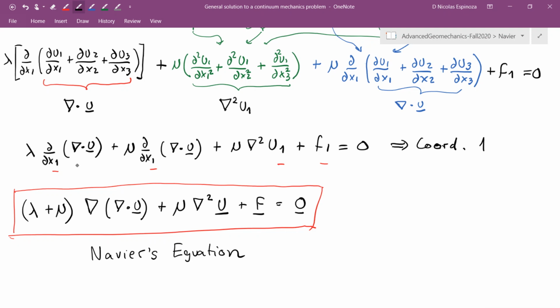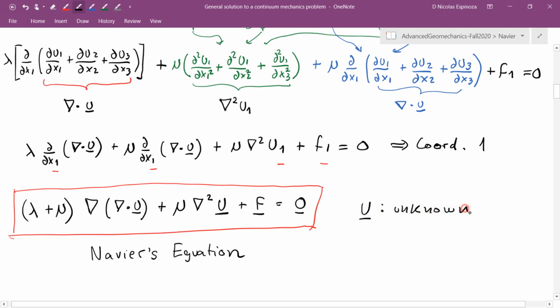And since they are derivatives, this is just a differential equation. And this is the differential equation that we're going to have to solve in problems of mechanics, where u is going to be our unknown. For those of you more familiar with fluid flow problems, in a problem of fluid flow in a reservoir simulator, for example, our unknown for one phase is pressure. Our unknown in linear elasticity and in this differential equation is displacement.